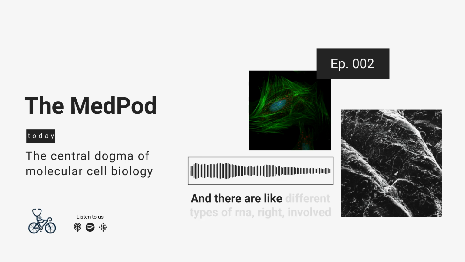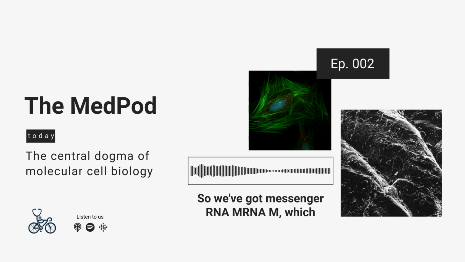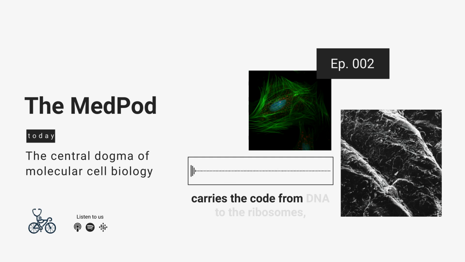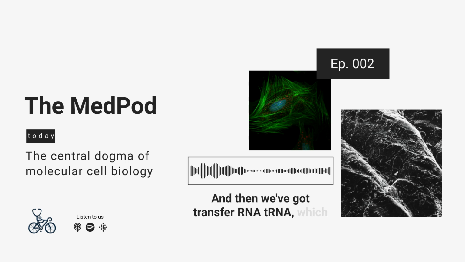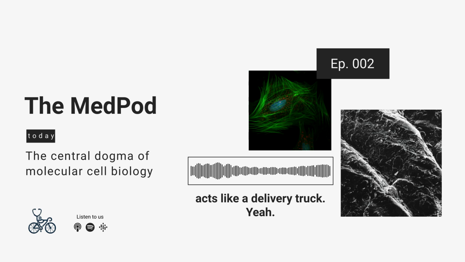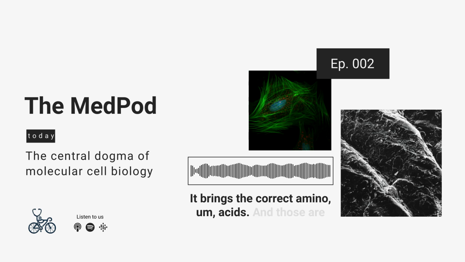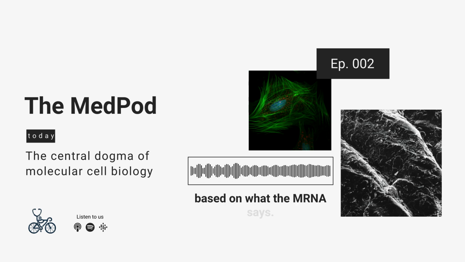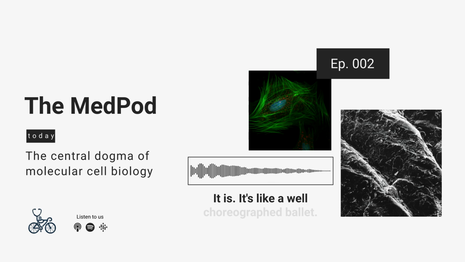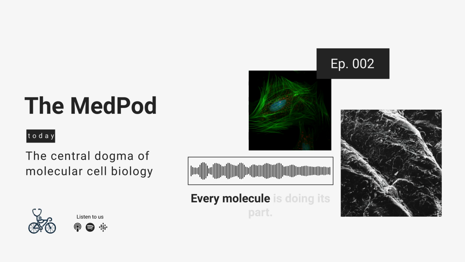And there are different types of RNA involved in all of this. We've got messenger RNA, mRNA, which carries the code from DNA to the ribosomes. Ribosomal RNA, or rRNA, which is actually a component of the ribosomes themselves. And then we've got transfer RNA, tRNA, which acts like a delivery truck. It brings the correct amino acids, the building blocks of proteins, to the ribosomes based on what the mRNA says. It's like a well-choreographed ballet. Every molecule is doing its part.